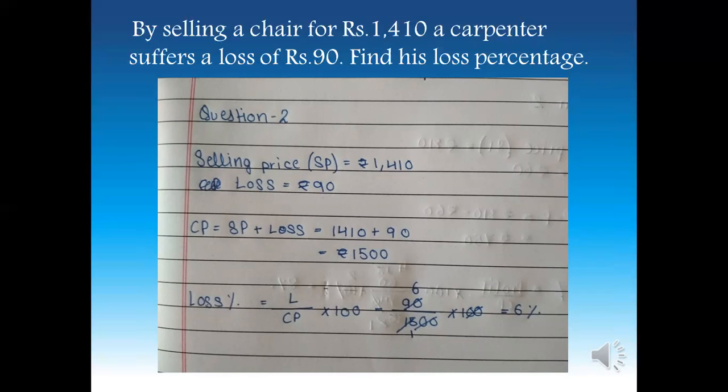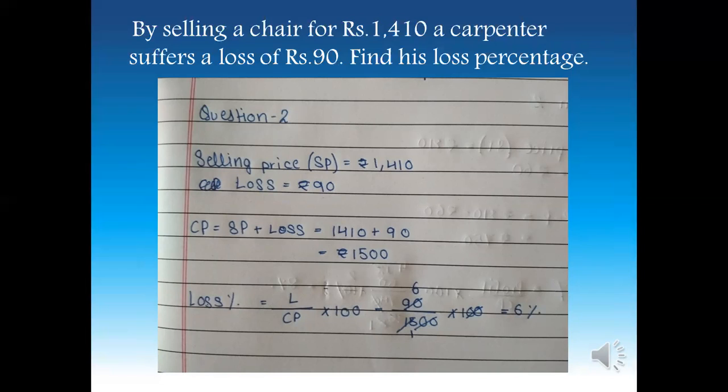Now how to find out the cost price in these situations? Well, cost price has two different formulas. One where we use it for profit, which is SP minus profit, and one is where we have the loss, which is SP plus loss. So here we'll do the same, and our answer will come rupees 1,500. Now the loss percentage. The loss percentage will equal L upon CP into 100, which equals 90 upon 1,500 into 100, which will give us 6%.